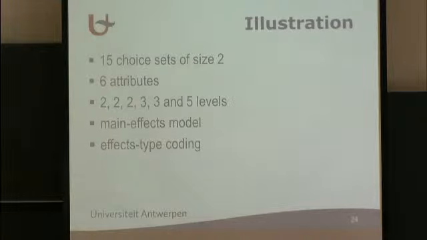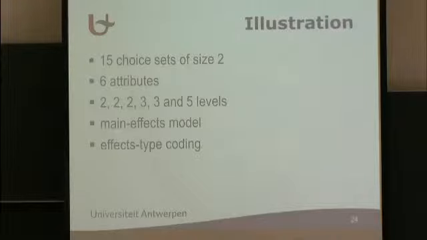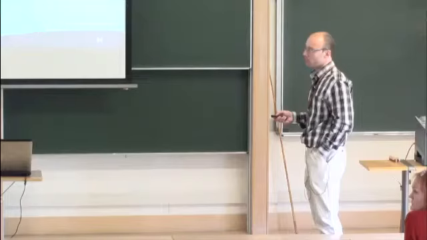So that's it. That's our approach, or four different approaches, I should say, to constructing partial profile designs. I will now describe some of our results using one specific scenario involving 15 choice sets of size 2, 6 attributes, 3 of which have 2 levels and 2 of which have 3 levels, and the final attribute has 5 levels. We assume a main effects model, and we assume that every attribute is effects type coded.